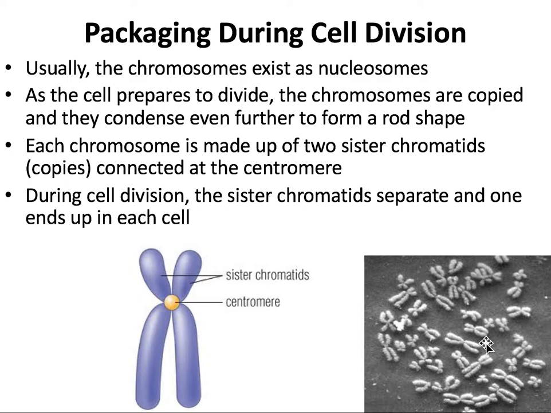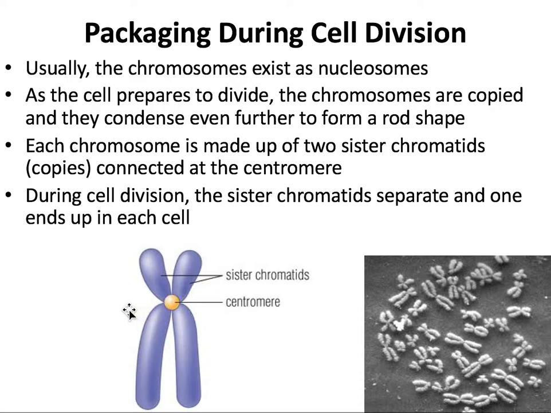Okay, think about it as you want to organize your house. If you kept everything loose and separate, it's very difficult to work with and find everything. So we have drawers, we have boxes, we have organizational systems. The cell does too, and it organizes its DNA into boxes known as these condensed chromosomes.